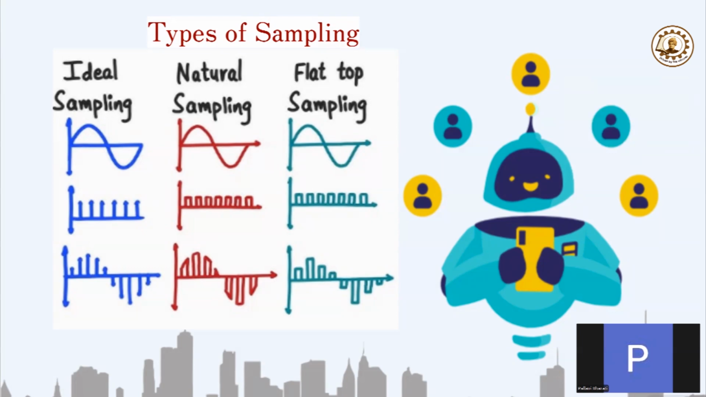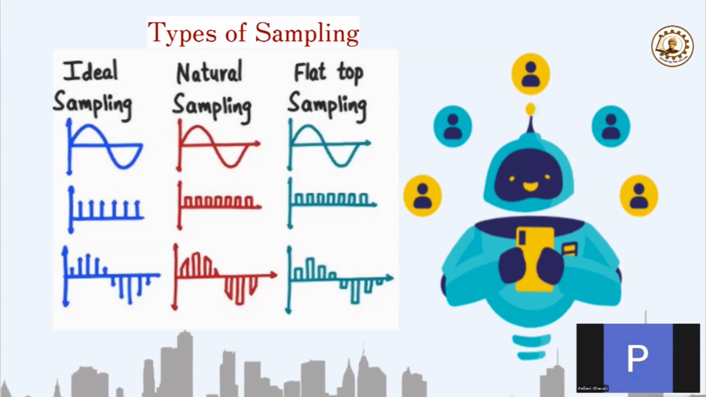Sampling is the process by which you convert a continuous time signal into a discrete time signal. Continuous time means the time axis is continuous, you are taking all the samples in between any two intervals, and the amplitude axis is also continuous. So that is a continuous time signal, and you are converting it into a discrete time signal by using the process of sampling.